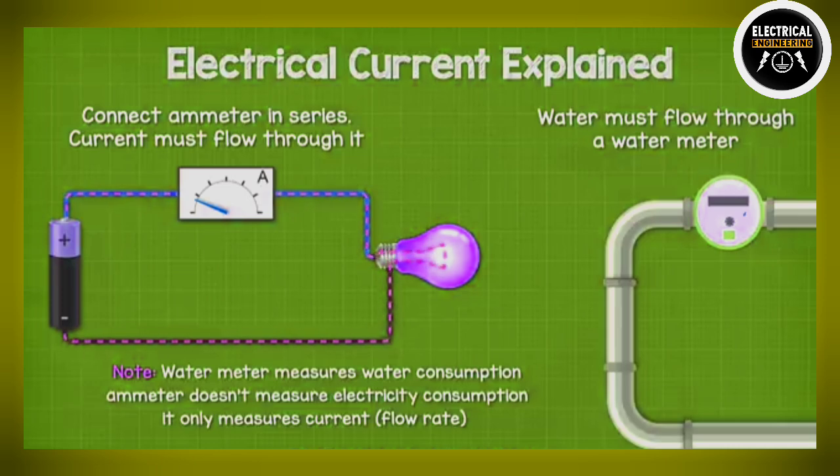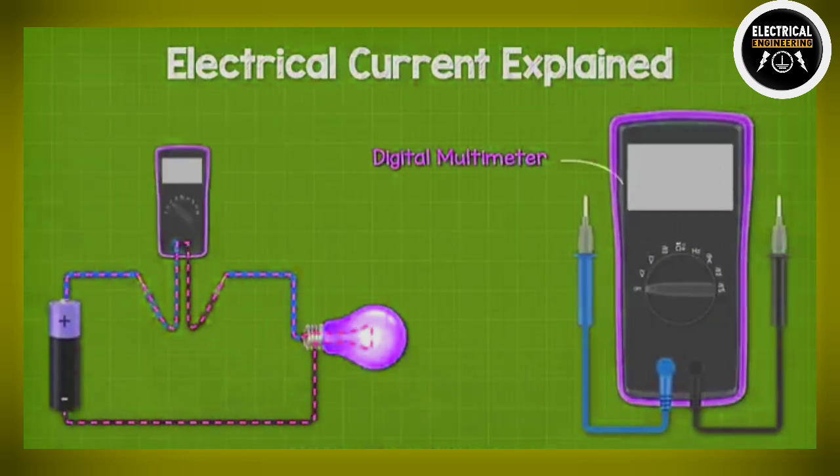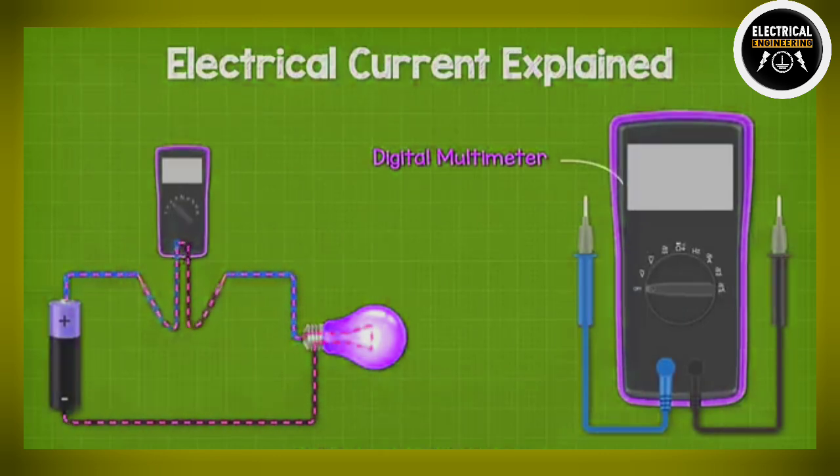Instead of using an ammeter, we're going to use a multimeter, as we can do a lot more with this device.